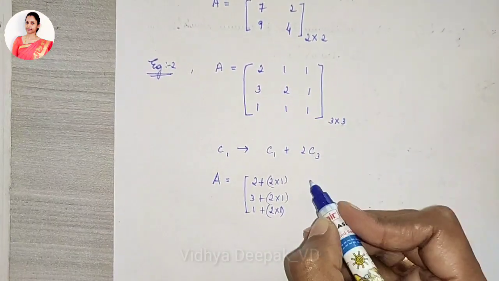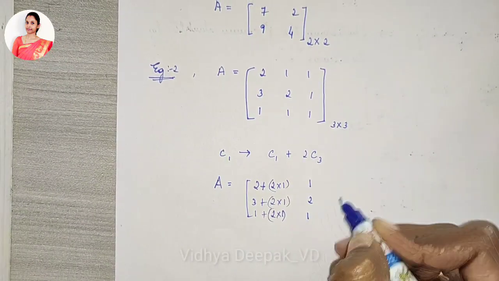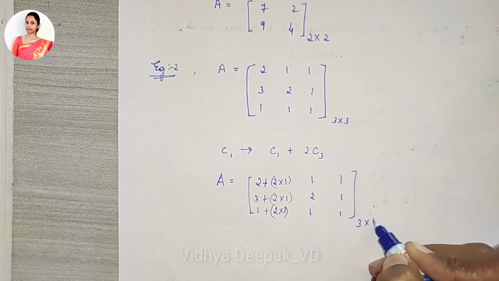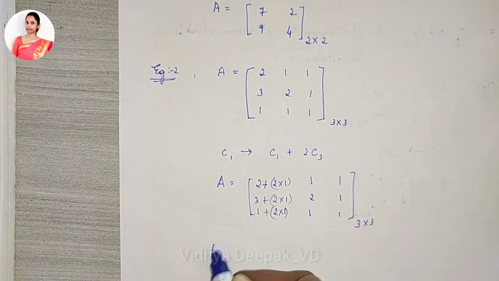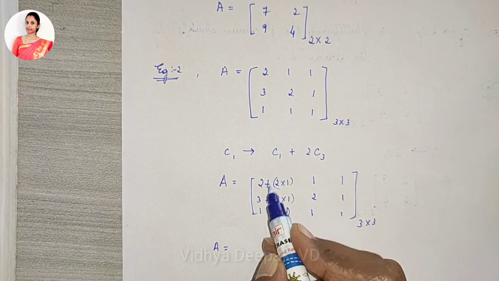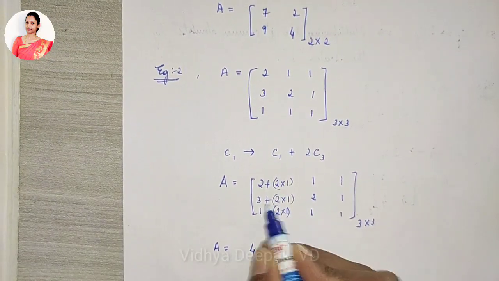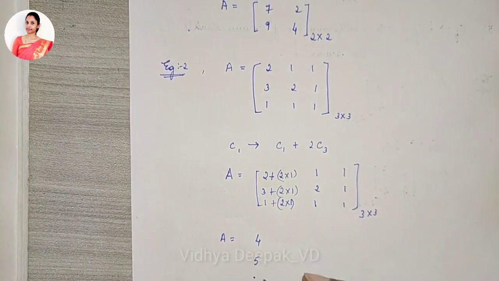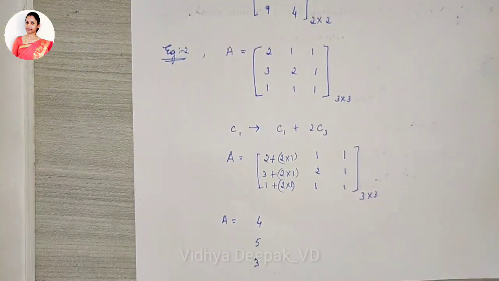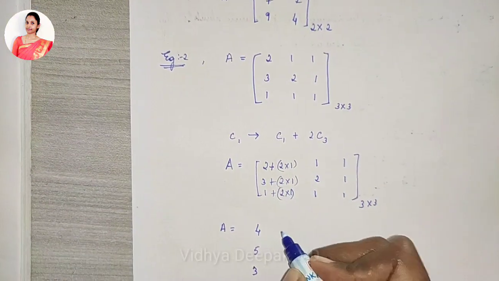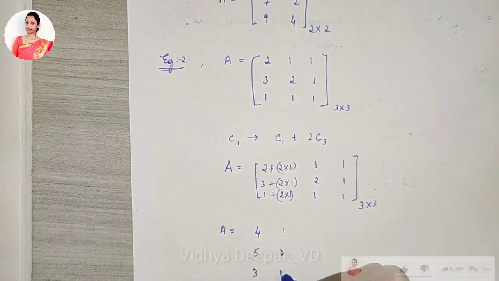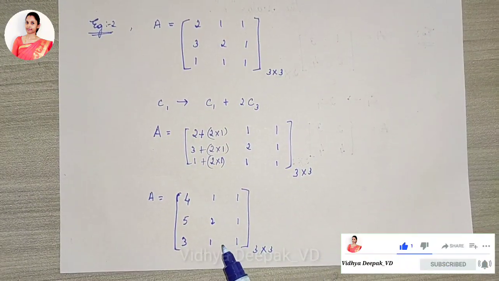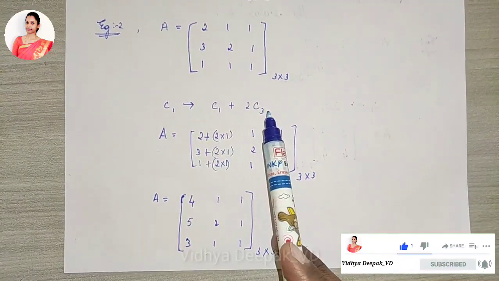The second and third columns remain the same: 1 2 1 1 1 1. So this is a 3 cross 3 matrix. Calculating this, what do we get? 2 plus 2 is 4, 3 plus 2 is 5, and 2 plus 1 is 3. Again we have 1 2 1 1 1 1, which remains the same. So this is the required matrix after performing this operation.